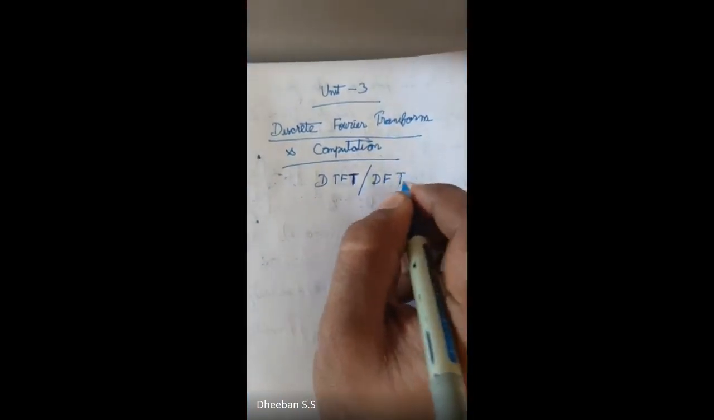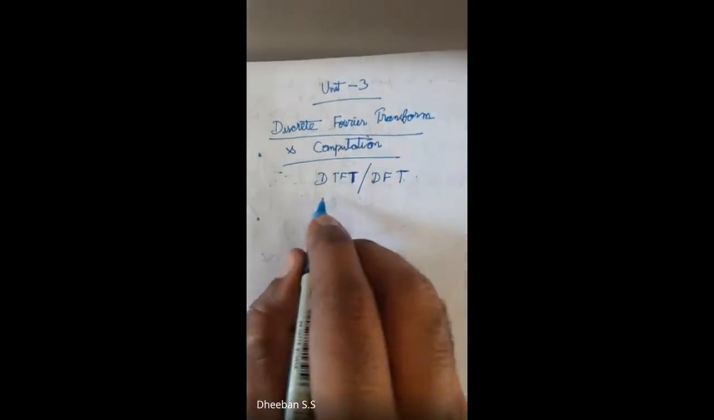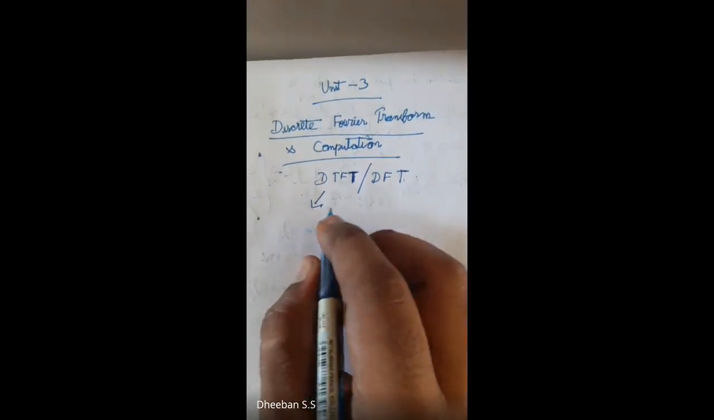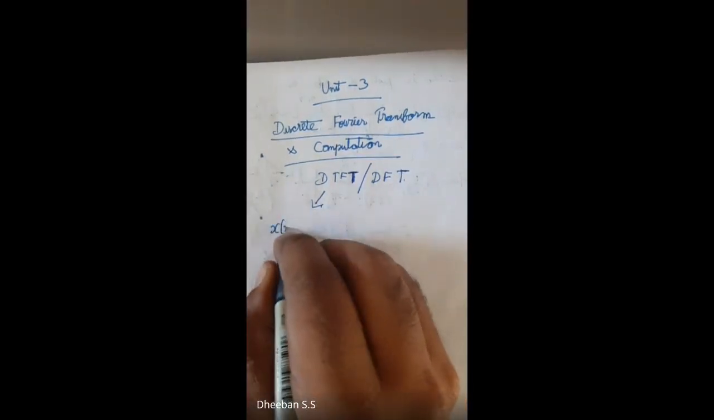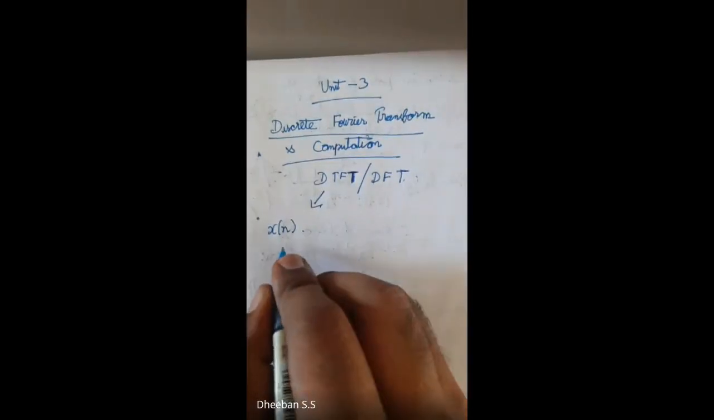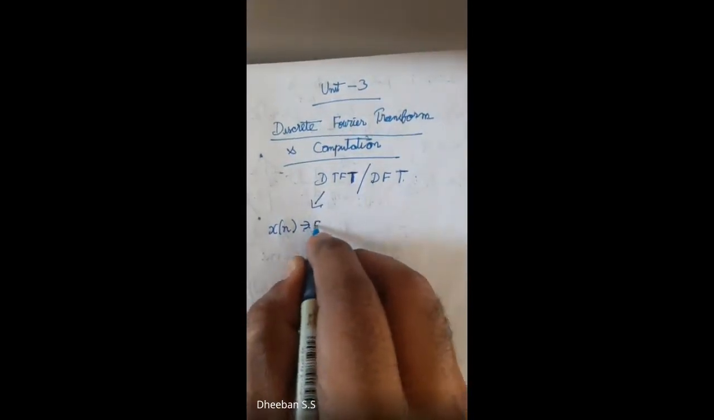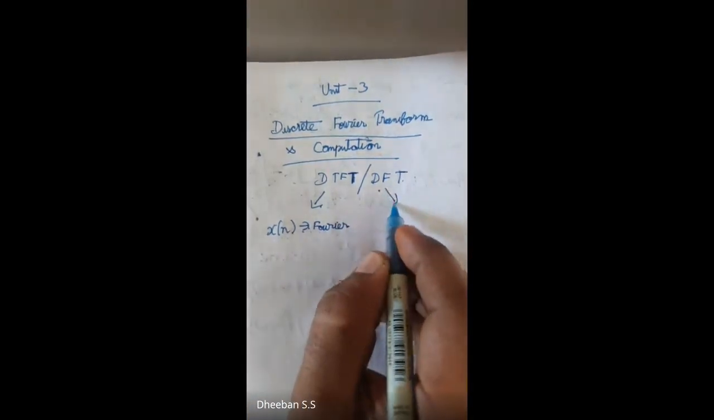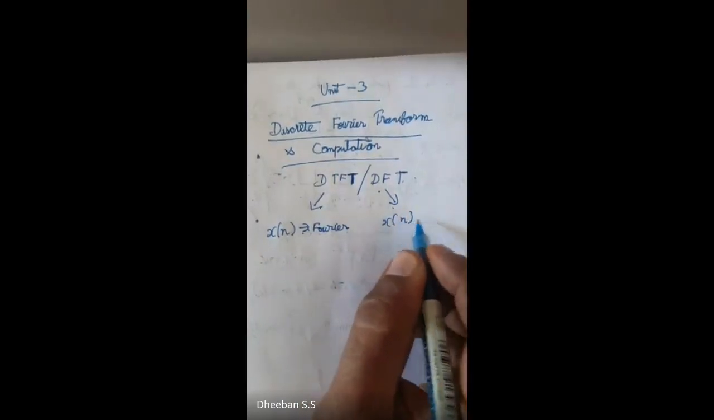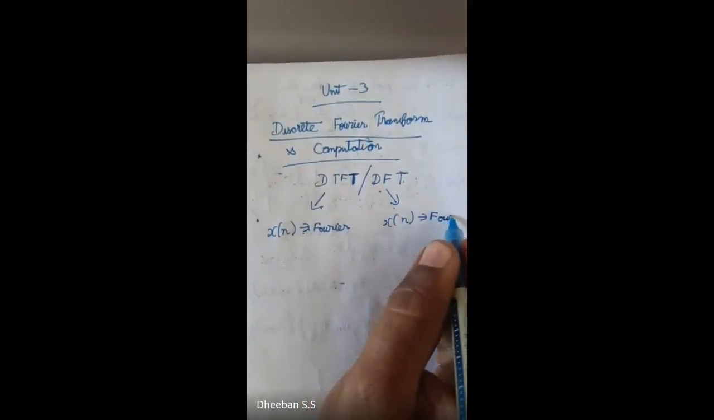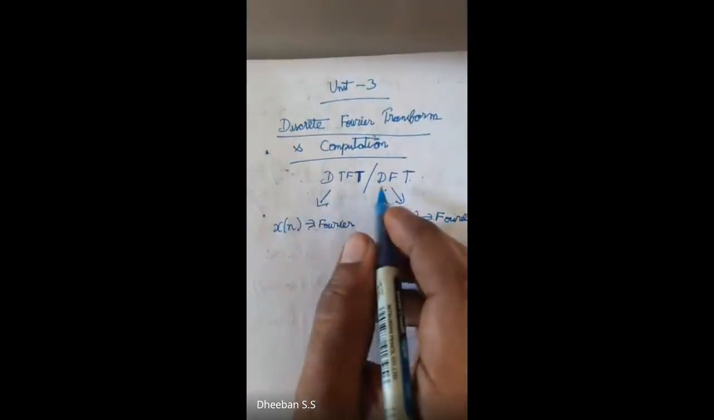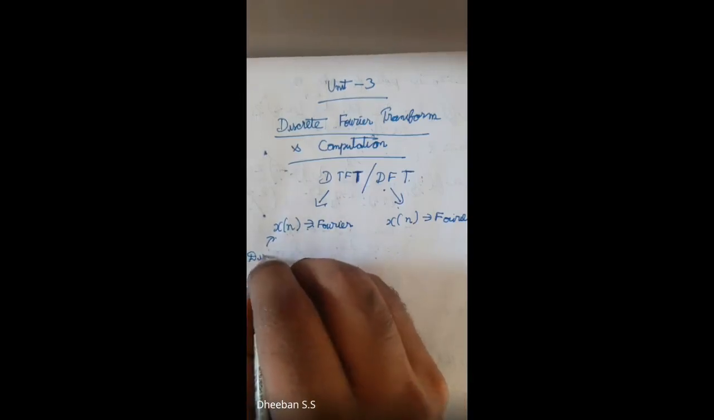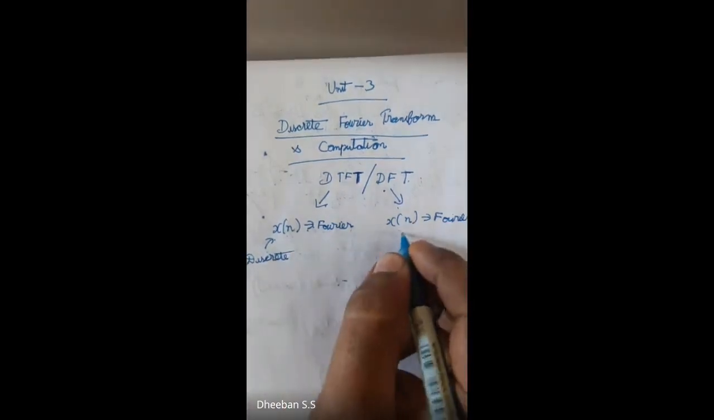In general, the DTFT is nothing but processing your Fourier. If x of n is a signal, for this you will be taking a Fourier transform. And in DFT also you will be doing the same thing. For your x of n, you will be taking the Fourier transform. But over here both the signals are discrete. So when you are expressing x of n, it is a discrete signal. It is also a discrete signal.